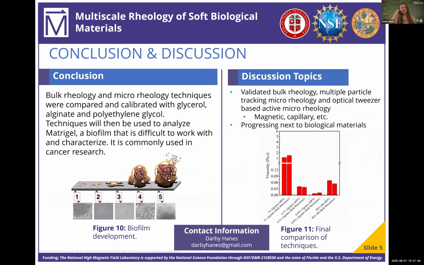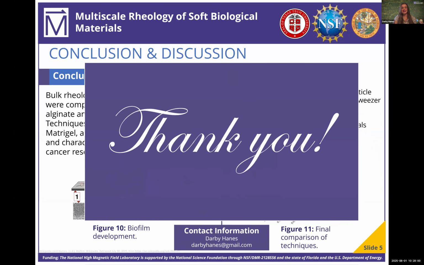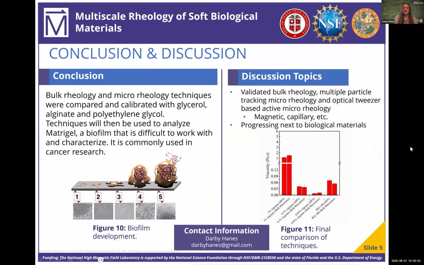doing analysis on Matrigel, which is very difficult to work with and is used a lot in cancer research. It's derived from mouse cells, and it's really hard to work with because it's liquid at around fridge temperature, and then solidifies at room temperature. And then in that last figure there, you can see that all the different techniques fell within a standard area of each other.